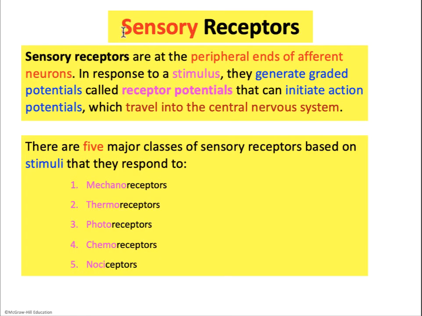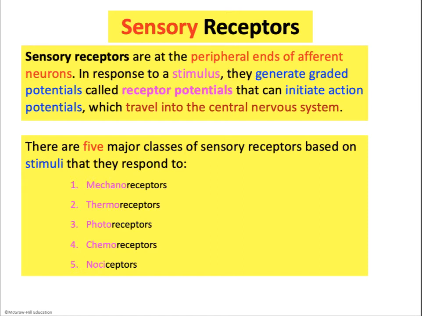As the words suggest, sensory receptors are receptors in the body which can sense the world around us, as well as the world within. These sensory receptors are located at the very peripheral end of the afferent neurons that carry information towards the central nervous system. A stimulus is the trigger enabling these cells to generate electrical activity.